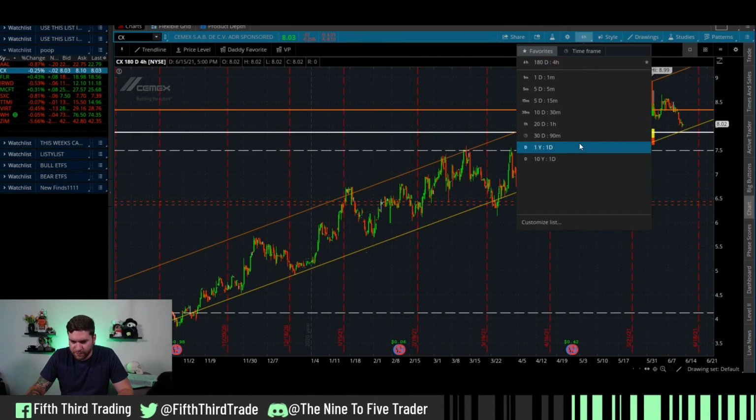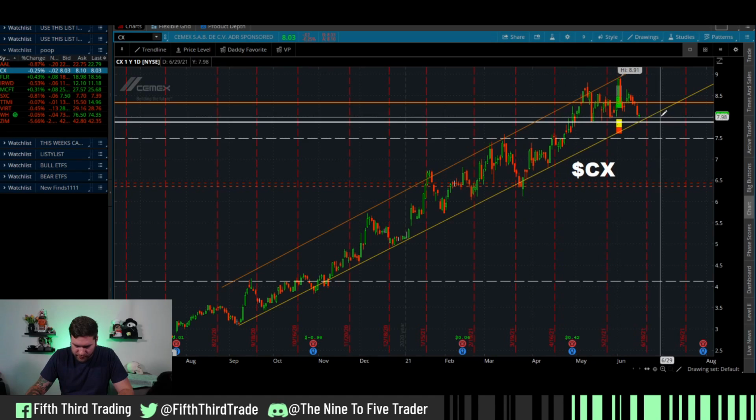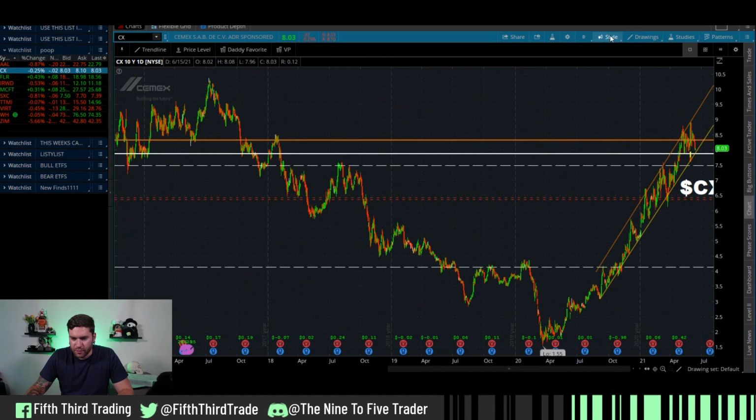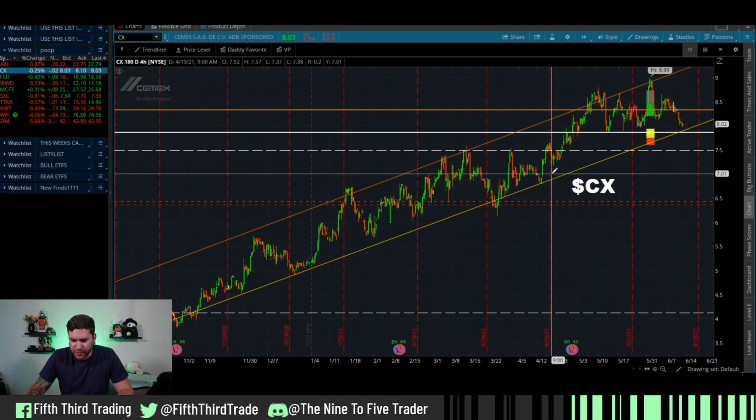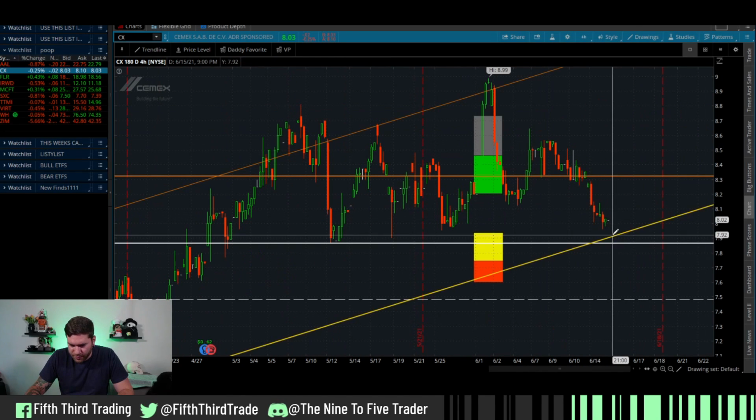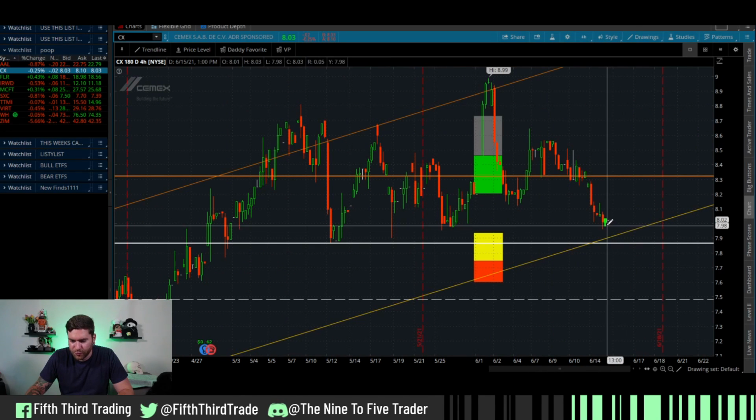No. That's the only downside. CX does not have a perfect trend line up. But it's very simple to see where value is. So we can see as it gets closer to this yellow line, the higher the chance of reversal and a higher chance for a good move.